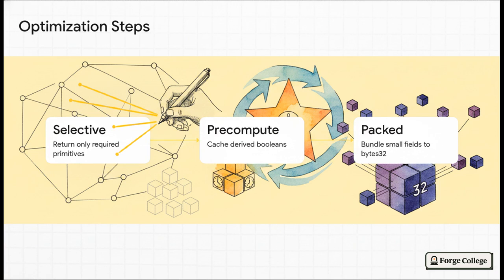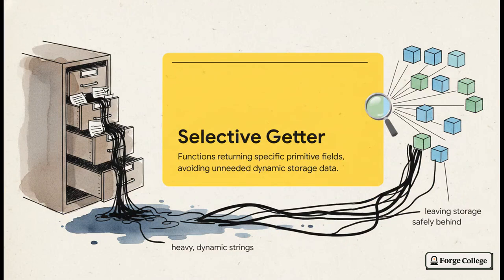And actually, just a quick aside on caching derived booleans, like an active status. It really only makes sense to cache these if your reads dramatically outnumber your writes. Keep that in mind. And third, packed getters. The absolutely crucial point here is that selective getters are our primary weapon against that filing cabinet problem we talked about. By designing view functions that return only the specific primitive fields we ask for, we leave all those heavy, dynamic strings safely behind in storage, right where they belong.